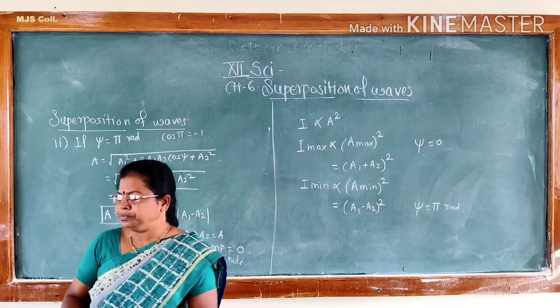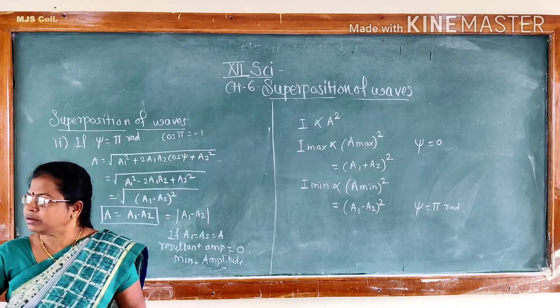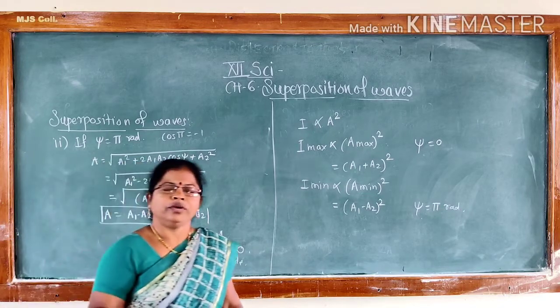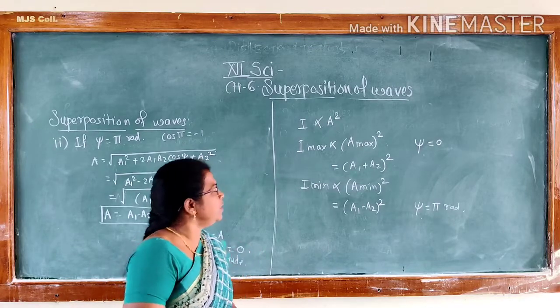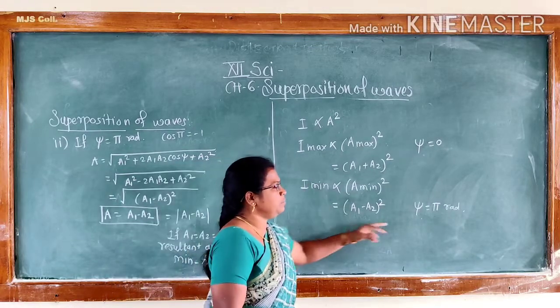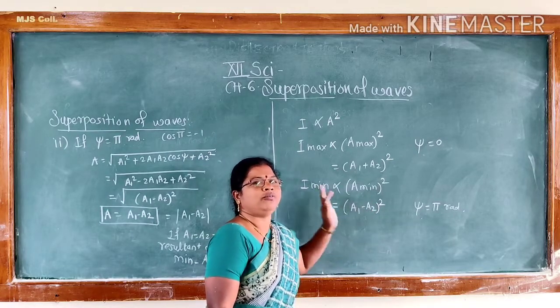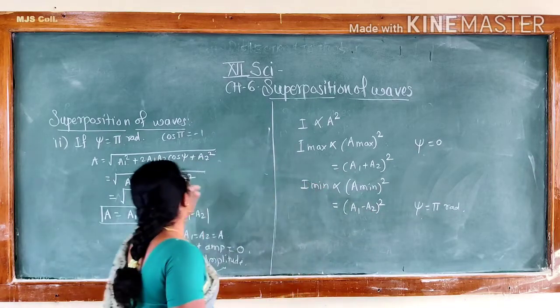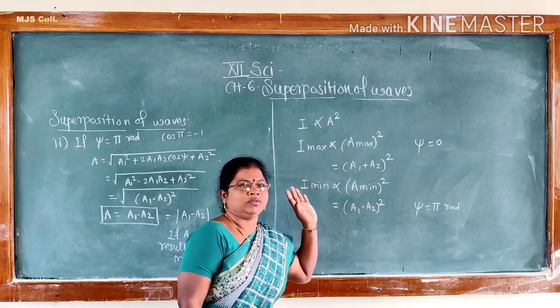Okay, therefore intensity is maximum when two waves are in phase, and intensity is minimum when these two waves are out of phase. So this is the amplitudes for the superposition of waves.